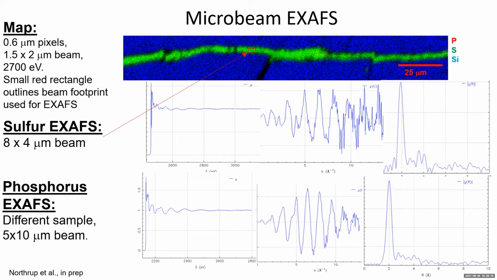The usefulness of EXAFS is that it can identify phases where microdiffraction may not be able to identify them. So it's very useful. On the bottom part of the screen, there's a similar example of phosphorus EXAFS. So phosphorus can be studied in the same way in this energy range.